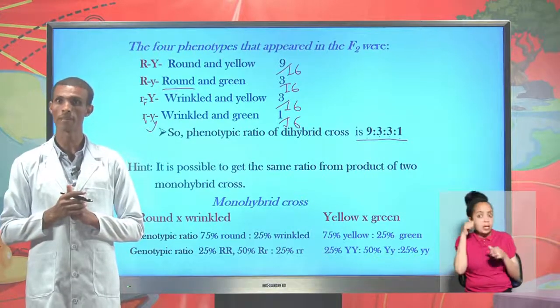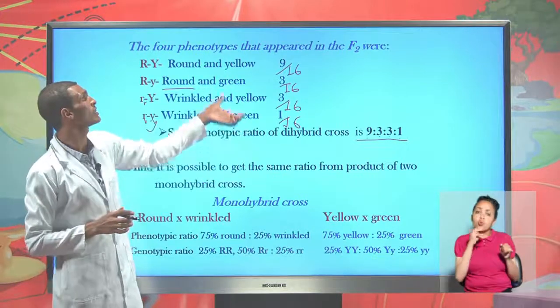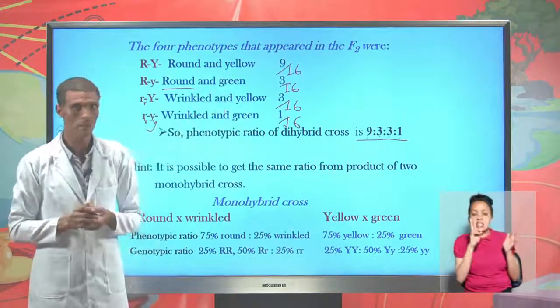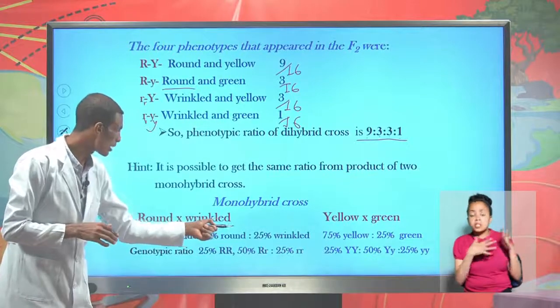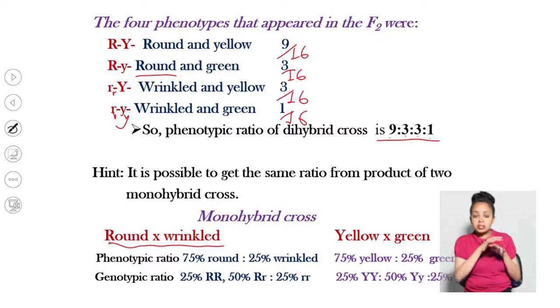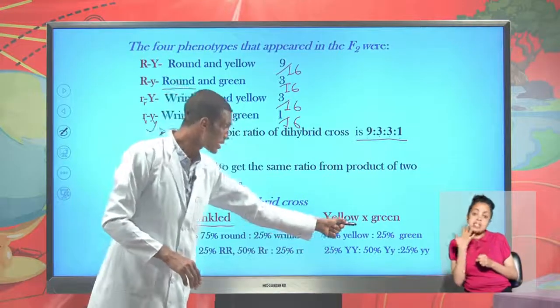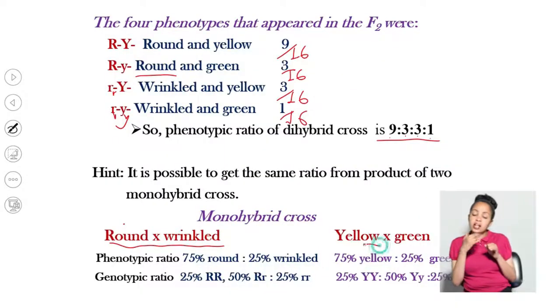Let me remind you again. There are two monohybrid crosses in this dihybrid one. It means a cross between homozygous round, which is dominant, and homozygous wrinkled, which is recessive. And again, for the other trait, there is homozygous yellow and homozygous green. So two monohybrid crosses come together to form a dihybrid.